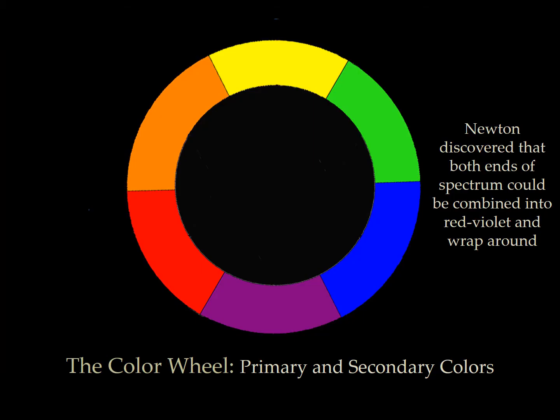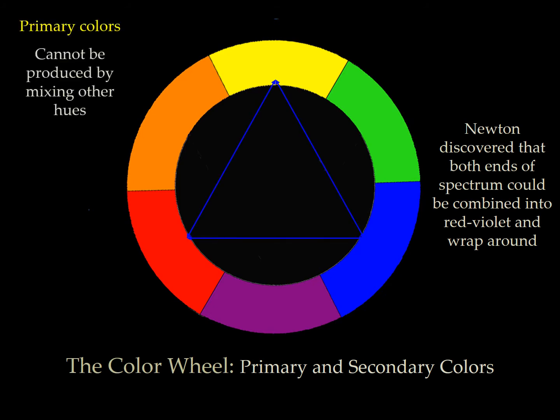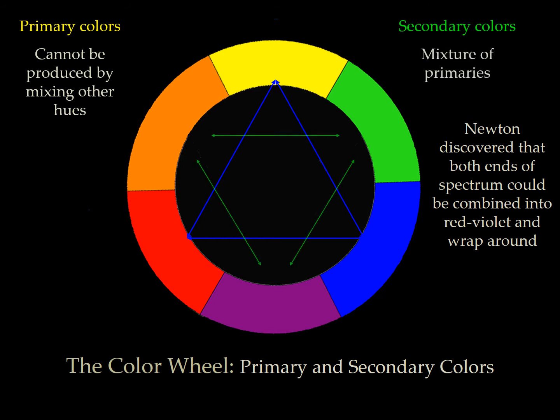The Impressionists are going to take this idea and expand it with an interest in color theory and optics. Starting off, of course, with the color wheel, a quick review: Newton discovered that both ends of the spectrum of color could be combined when the red-violet wrapped around to form the primary colors in the center here, yellow, red, and blue. Those colors being the ones that cannot be mixed to create with any other hue.